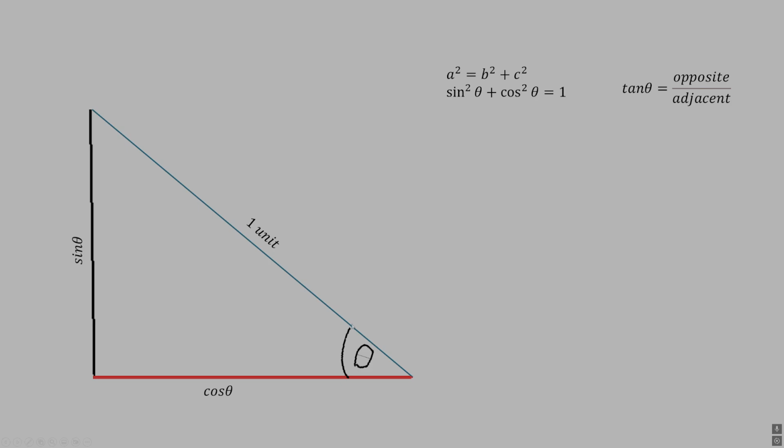We also know that tan theta equals opposite over adjacent. We know theta's right here, so opposite over adjacent is just sine theta over cos theta, which means that tan theta always equals sine theta over cos theta.